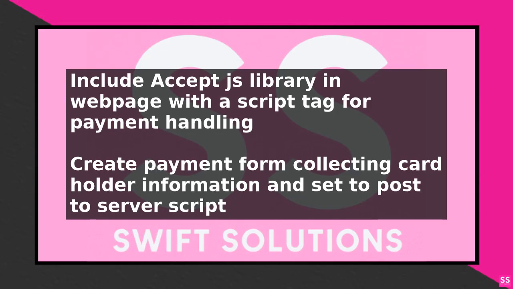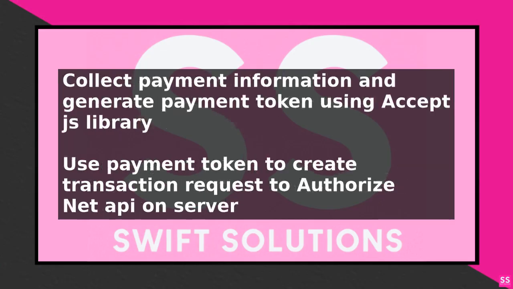information on your server. On your server, create a script that accepts the payment token and uses it to create a transaction request to the Authorize Net API. This request will include the payment token along with the transaction amount and any other relevant information.